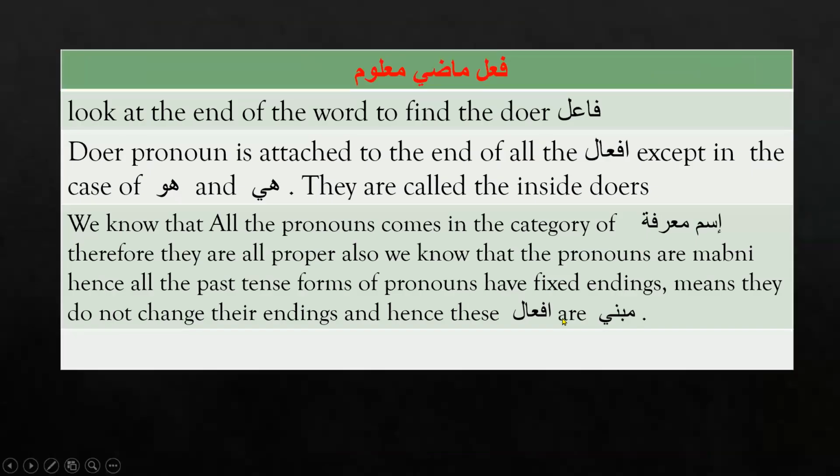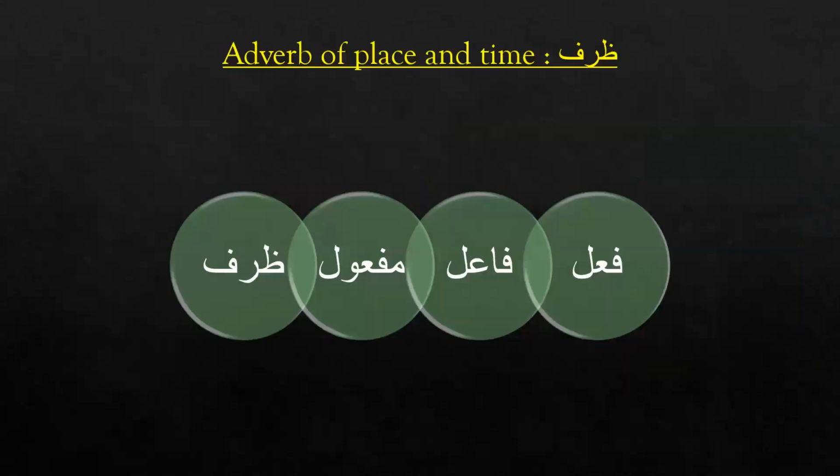Alhamdulillah. So again, we learn about Fa'il Ma'lum, that all the fi'l that are active, in which the doer is given, we know that is Fi'l Ma'lum, because here we know who is the doer.